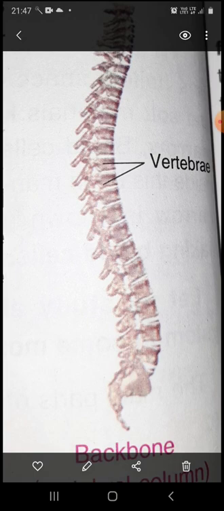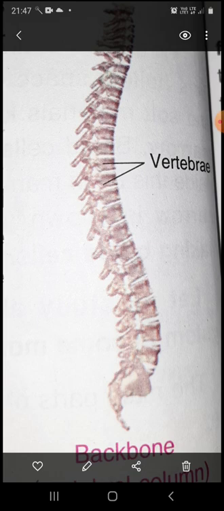Next, you can see our backbone or vertebral column. Our backbone or vertebral column is made up of 33 small bones. And in between these 33 bones, there is a hollow space and our spinal cord passes through it.